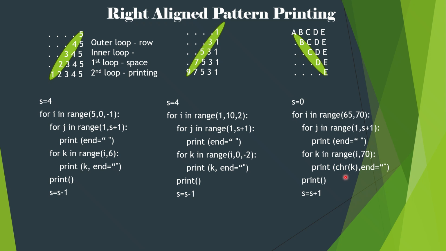And here, why chr of k? Because currently it is an ASCII value and we have to convert it into character form. So chr is a library function for converting ASCII into character form. chr of k, and here an empty string, print to change the line, and s is equal to s plus 1, because now the update is an increment. Why? Because the space is increasing.